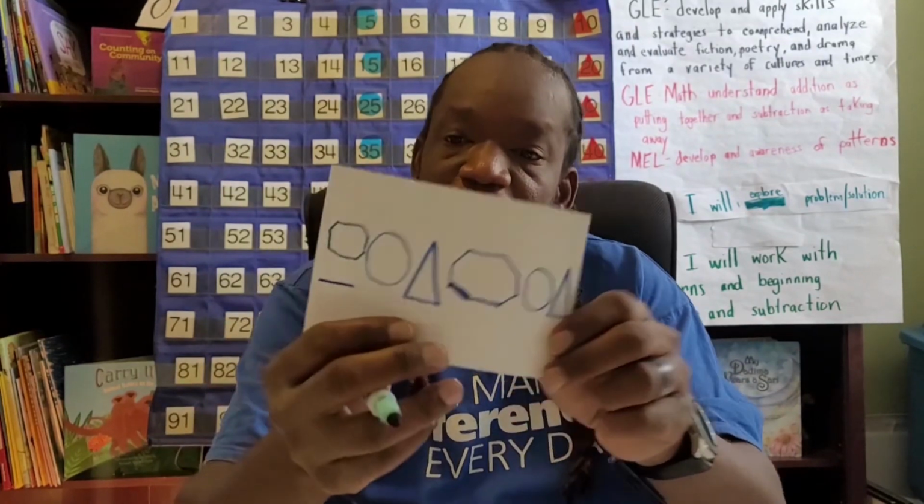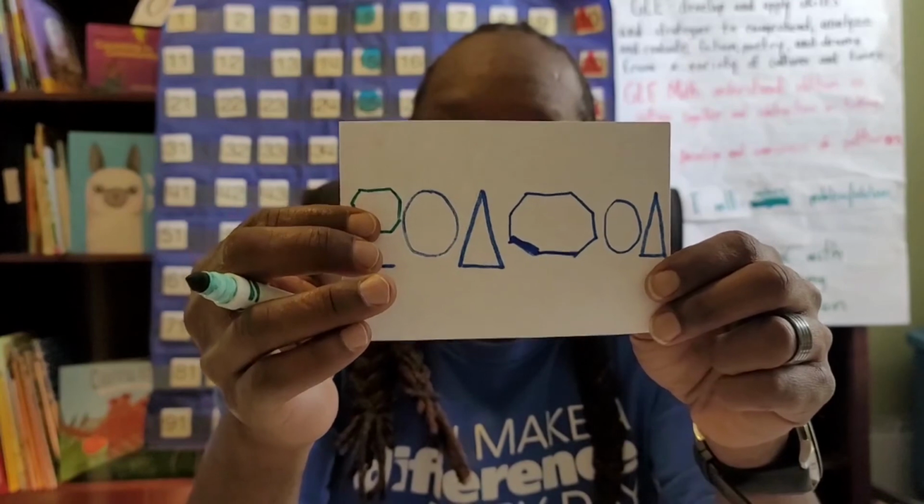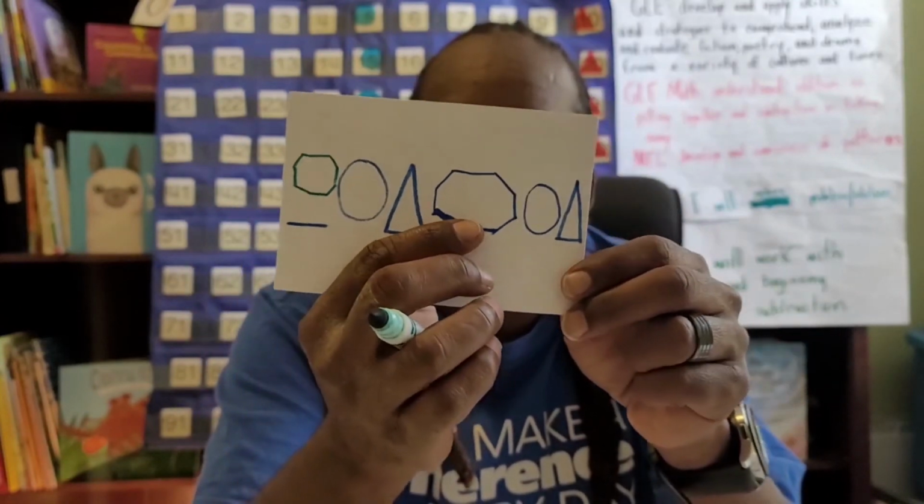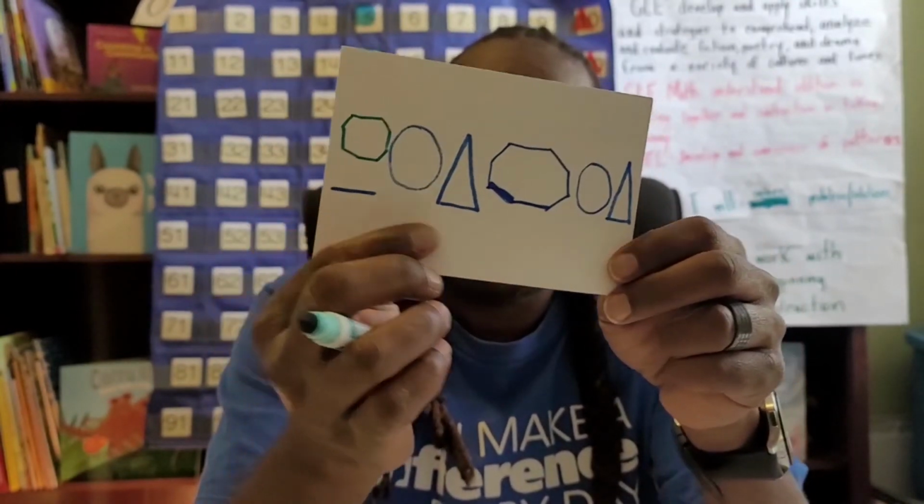Yes, an octagon. So I got to draw my octagon. How many sides does an octagon have? Yes, 8 sides. I made it smaller, but it's 8 sides. So octagon, circle, triangle. Octagon, circle, triangle. It's 3 different things on there.